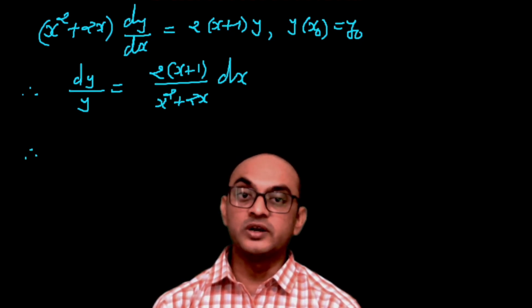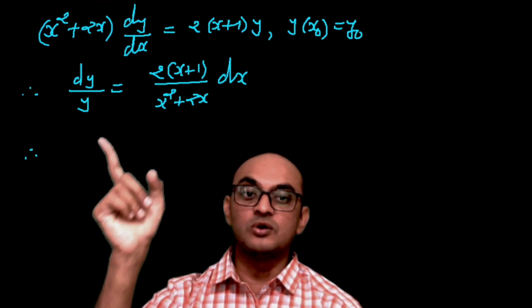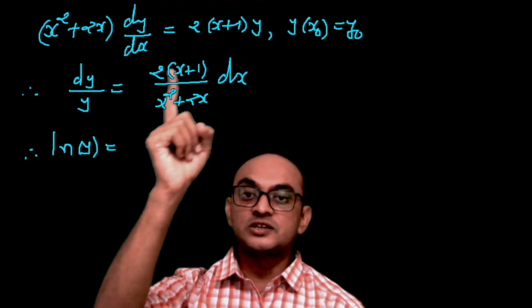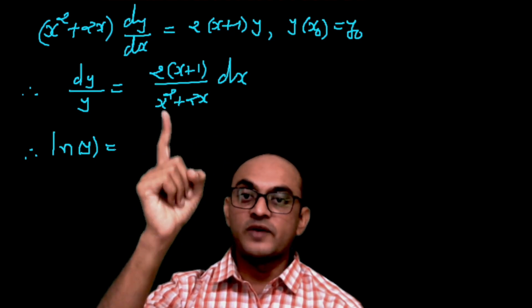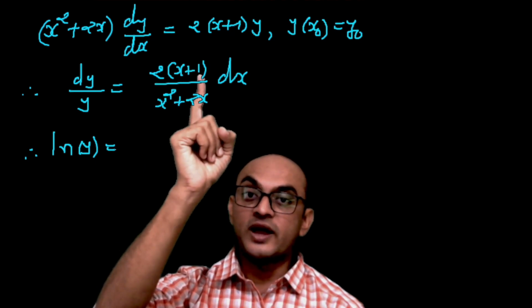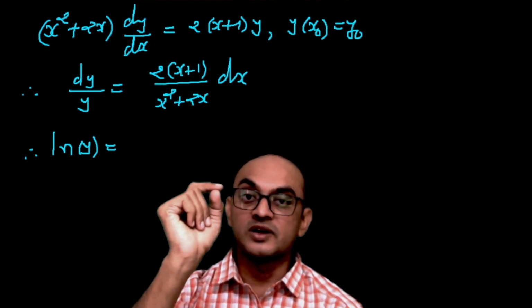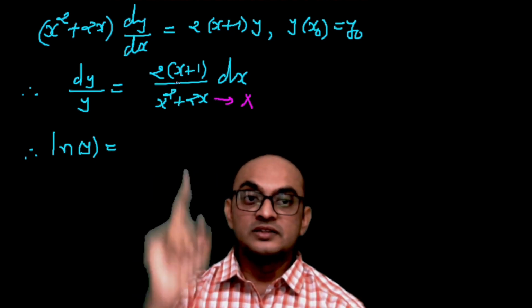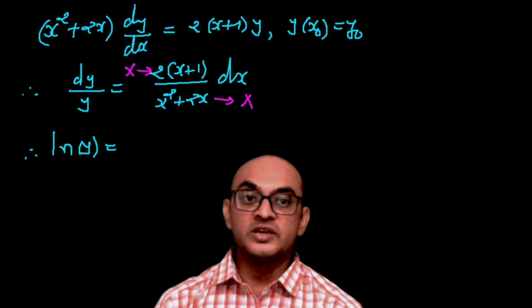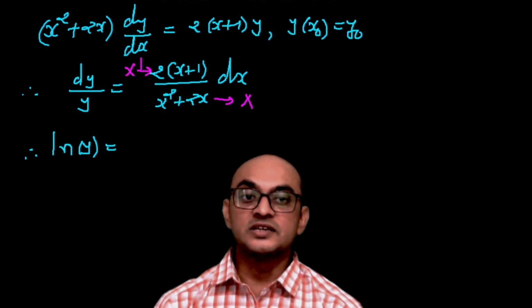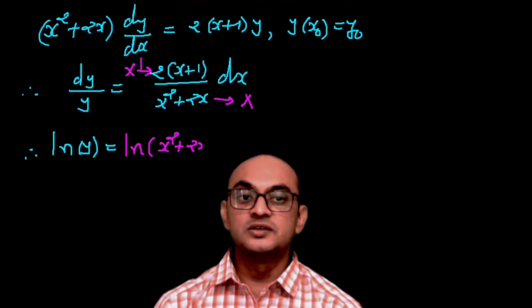When I integrate this quantity both sides, what do I have? What is the integration of dy upon y? You know that integration is ln y. Now what is the integration of this quantity? What is the derivative of x square? It is 2x. And the derivative of 2x is 2. So the numerator is 2x plus 2, denominator is x square plus 2x. So if I assume that my x square plus 2x is capital X, then this 2x plus 2 is my X dash. So actually this is the quantity X dash upon X, which has integration ln of capital X, and capital X is x square plus 2x.